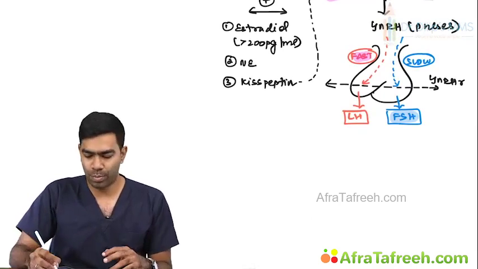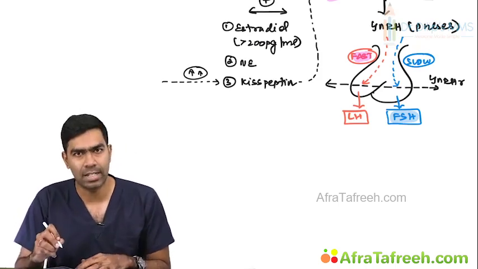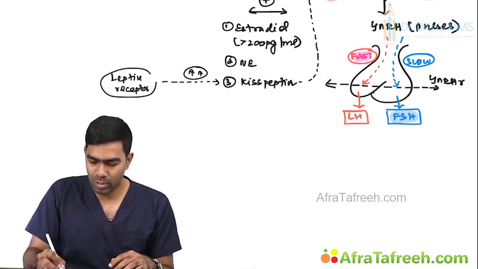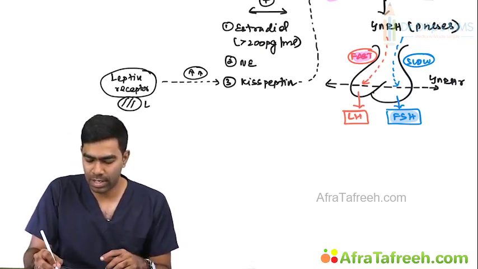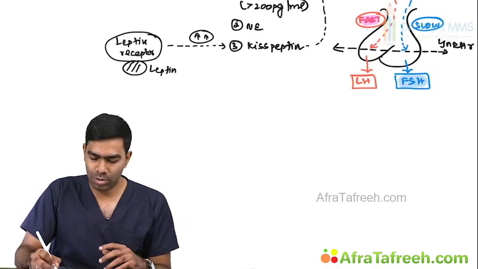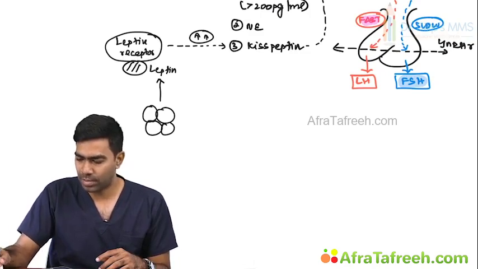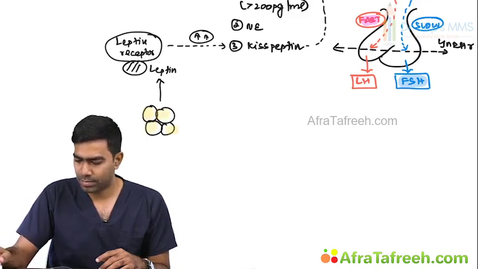So who's going to produce the kisspeptin? Which means kisspeptin production can be increased by stimulating the leptin receptor. So now the next question, who's going to stimulate this leptin receptor? Obviously the name itself suggests it will be stimulated by leptin. And as a cascade, the next question comes, who's going to produce this leptin? This leptin is going to come from the adipocytes, right? Adipocytes.